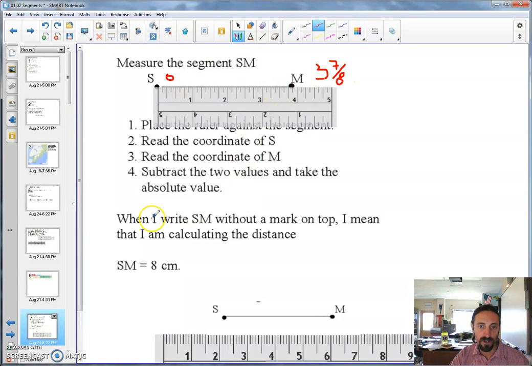How we say that in geometry: when I write SM without the mark on top, then I'm referring to the distance. So in this example, SM, I'm not referring to the segment itself, I'm referring to the length of the segment according to its measurement. And in this case, the measurement in inches would be 3 7/8 inches. And again, a segment is one dimension, so inches is just fine.